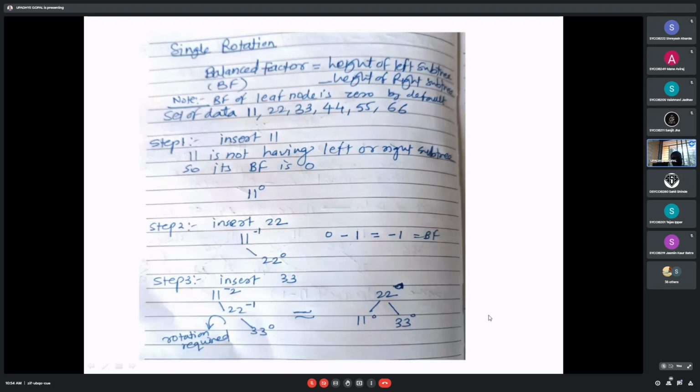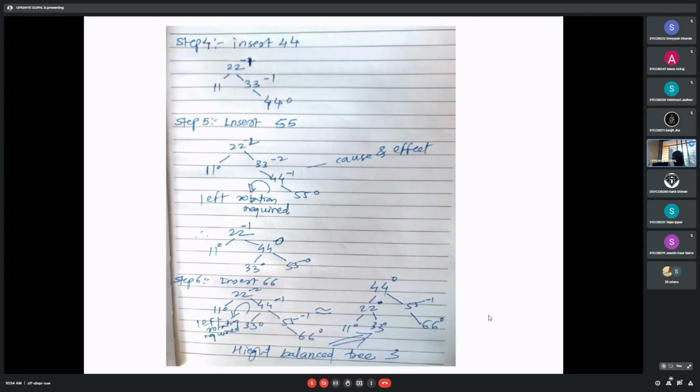I will show the previous steps. Step 3, rotation is required. With that, you can find the balance factor, and after that you can go for the second part of the solution. Now here, you observe one thing. The height of the balanced tree is now 3. Previously it was 6. Now it is 3. So this is the difference.